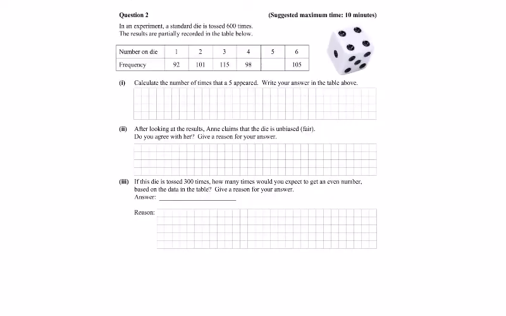The last question in this video, another relative frequency kind of question. A dice is getting thrown 600 times or tossed. The results are recorded. We have a missing number, so these numbers all add up to 600. Just type into your calculator 600 minus 92 minus 101 minus 115 minus 98 minus 105. And the answer for number 5 should be 89. Just double check. 89.